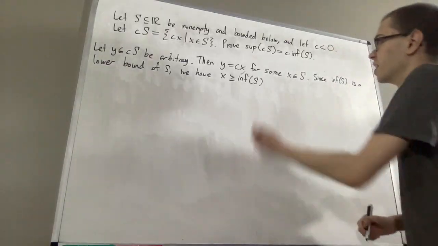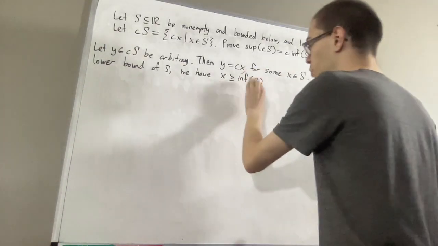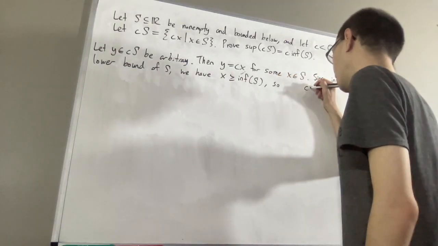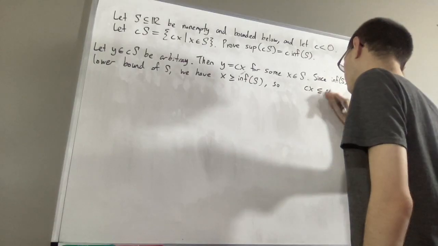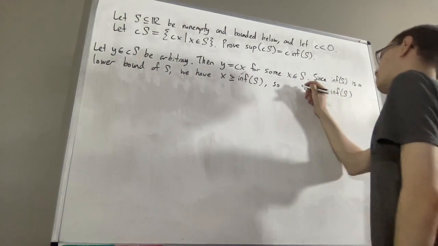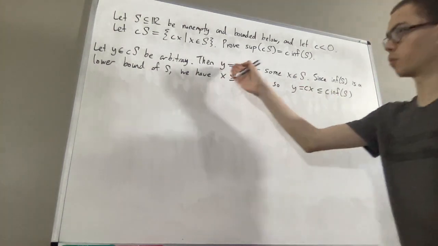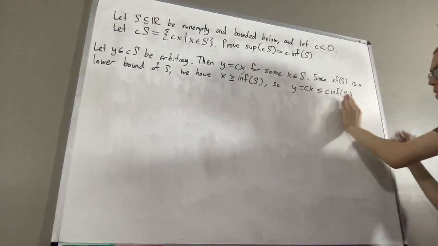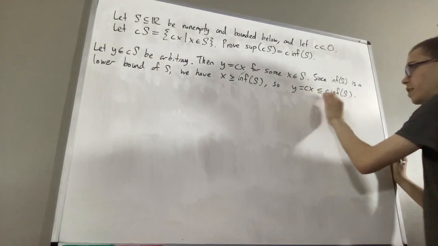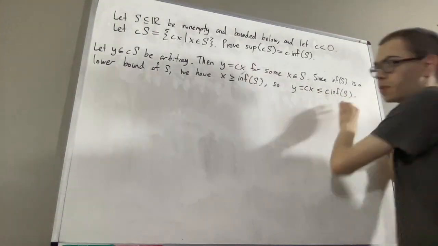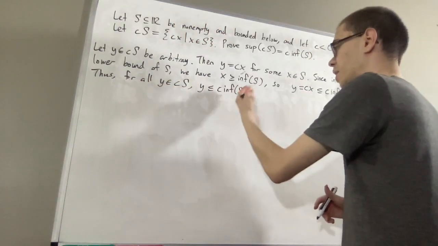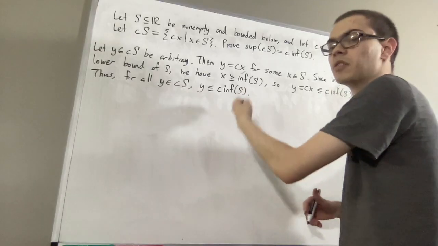But then, since C is less than 0, if we multiply C on both sides of the inequality, that flips the sign of the inequality. So we get Cx is less than or equal to C times the infimum of S. And Cx is y, right? That's what we have here. So y is less than or equal to C times the infimum of S. So this shows if y is any element of CS, then y is less than or equal to C times the infimum of S. And that tells us C times the infimum of S is an upper bound of CS.